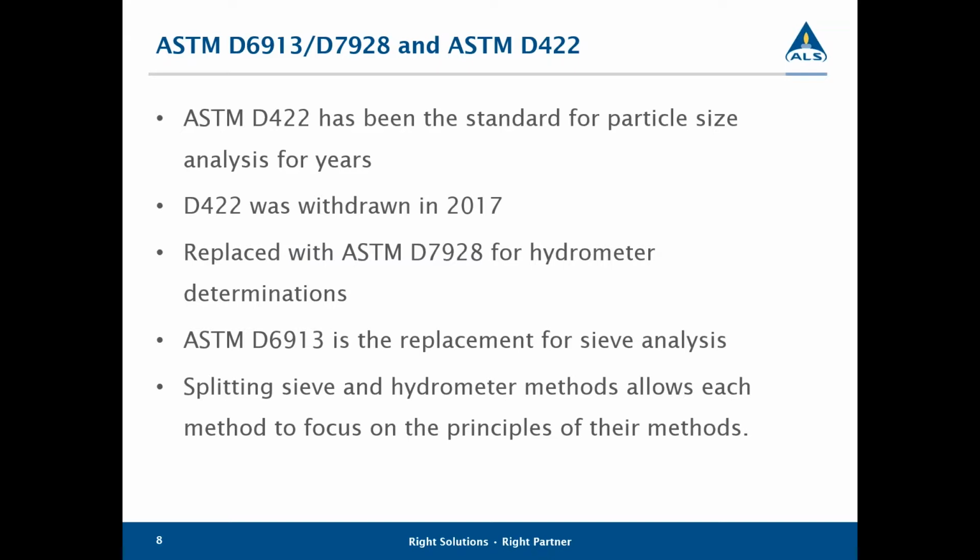So the D422 was replaced with ASTM D7928 for hydrometer determinations, while the Sieve Analysis was moved to ASTM D6913. And what this did was allow for more prescriptive elements of the methods to be documented in a much easier way, so that for the Sieve Analysis, we could focus in on the Sieve Analysis in the one method, while for the hydrometer method, we could focus more on the hydrometer in the D7928. It gives a lot more information and it gives a much nicer breakdown of the materials.